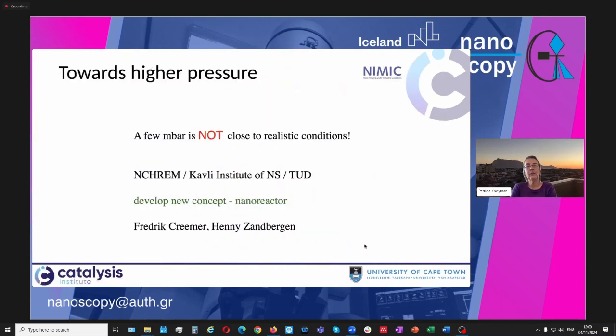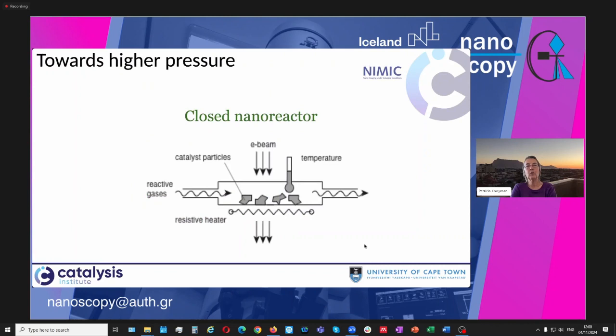So as we've seen, we can only work at low pressure, but a few millibars is also still far from realistic operation conditions of catalysts. So with, as I said, Henny Zandbergen, who was then the microscopy professor at Delft University of Technology, and Frederick Kramer, who worked at the clean room facility. So he has a lot of knowledge about all the chip technology, what they call the micro electromechanical systems. We found a different approach to go to higher pressure and higher temperatures, which we called the nanoreactor.